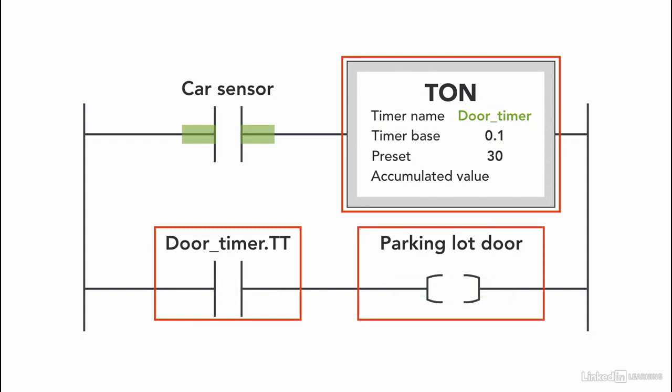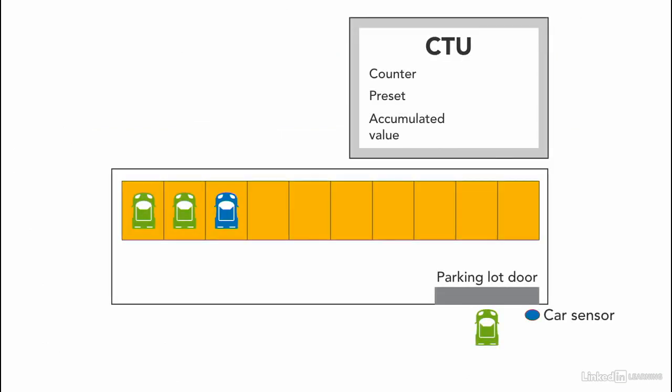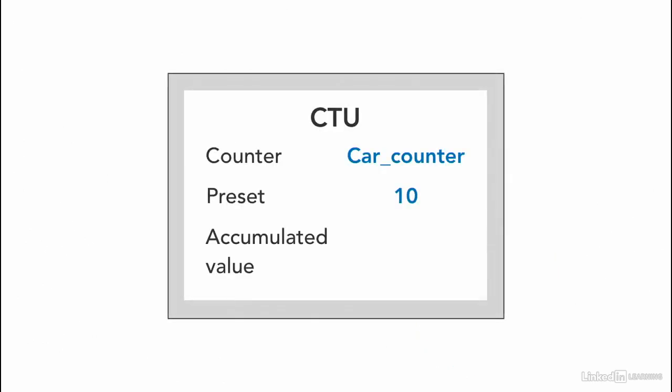the door closes. The second part of the problem is that we need to keep track of how many cars get into the parking lot. So now I need to use a counter. We are going to use a count up counter because we're counting how many cars get into the parking lot. For the preset value, we are going to use 10 because we need to keep track of 10 cars. The counter name is going to be car counter. It's good programming practice to choose a name that's related to the task.